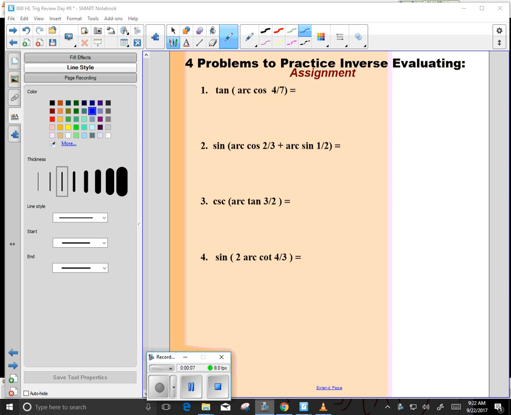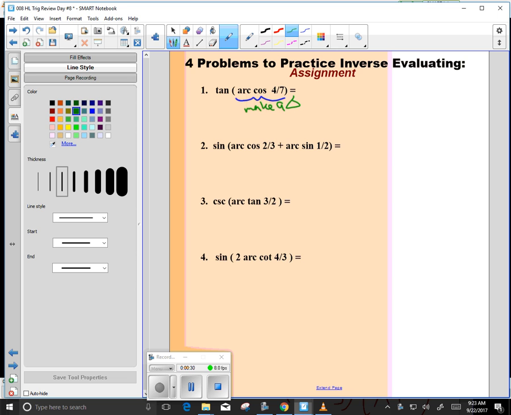First one, to remind you what we did yesterday. The tangent of the arc cosine of 4/7. What did I tell you? Every time you see an inverse or arc in parentheses, what does that allow you to do? Okay, let's do it. Make a triangle. You did really well. Very good. This is make a triangle.